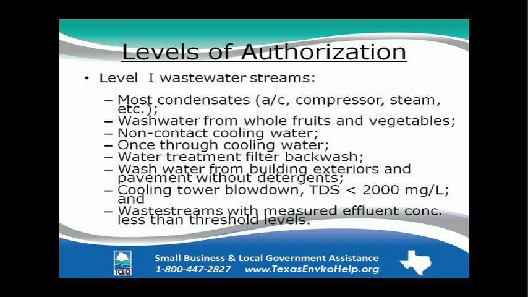These are some of the level 1 wastewater streams, such as condensate from an air conditioner, compressor, steam, etc. Wastewater from whole fruits and vegetables. Non-contact cooling water, which is cooling water that hasn't come in contact with any pollutants. Wash water from exterior buildings and pavements without detergent. Cooling water blowdown with total dissolved solids less than 2,000 milligrams per liter. And wastewater with measured effluent concentrations less than the thresholds listed on the table that you just saw earlier.